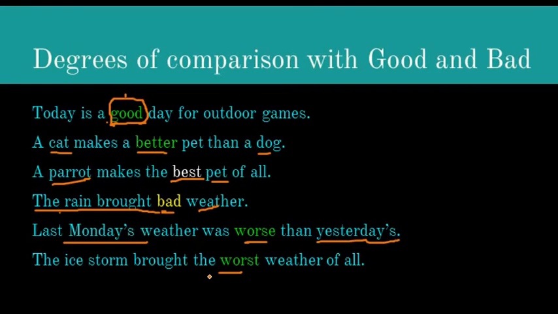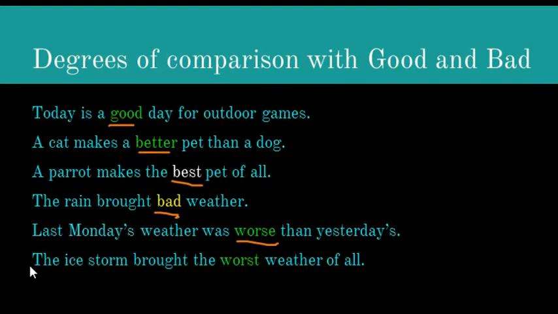So bad is irregular adjective. So we are not adding est to create comparative or superlative degree. Bad is irregular adjective. That's why we are not adding er to create comparative degree or est to create superlative degree. Whole new word is used. So worst is a superlative degree. In this sentence, speaker is comparing ice storm with whole kind of weather.